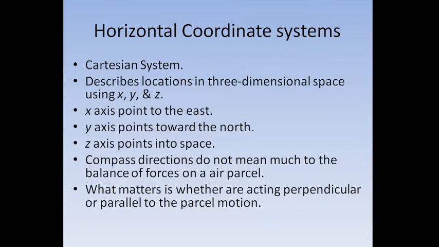All right, horizontal coordinate systems. The common one is the Cartesian system. It describes locations in three-dimensional space: x, y, and z. The x-axis is to the east, y is to the north, and z points into space, straight up.